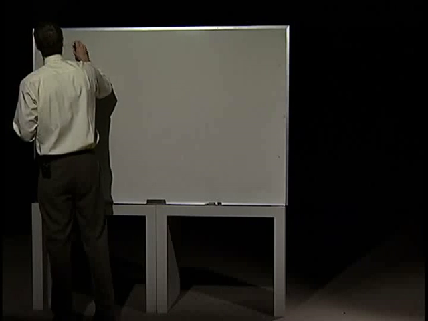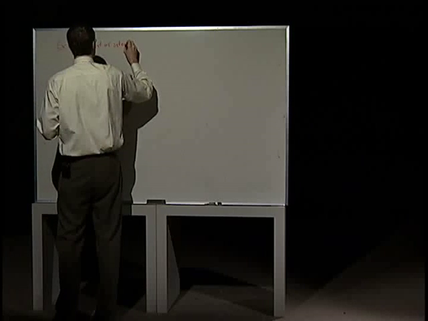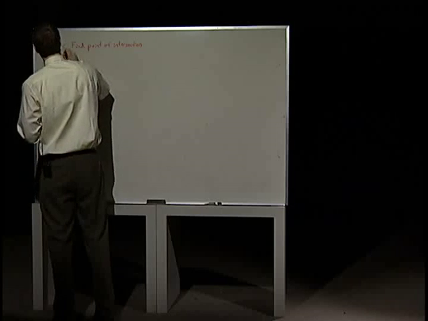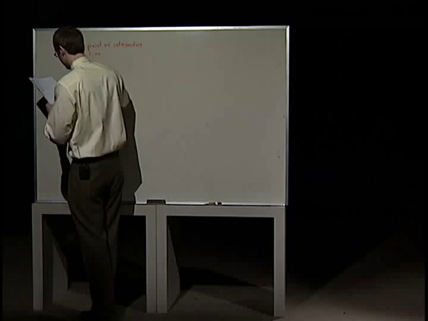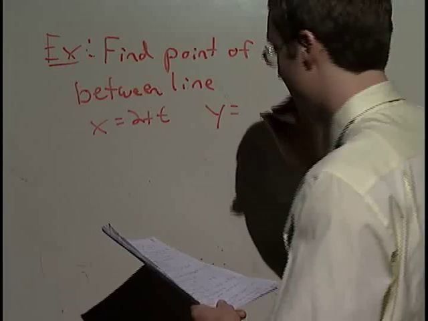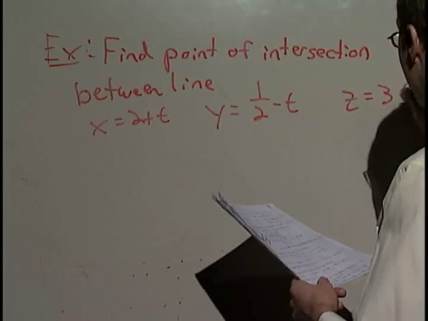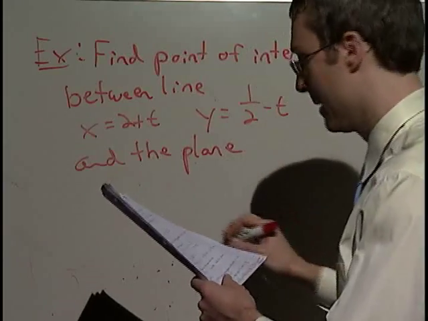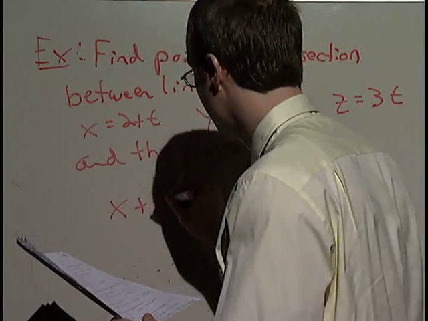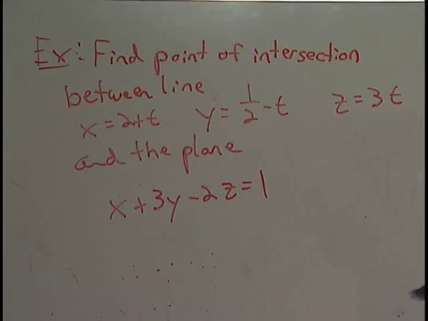Example. Let's find the point of intersection between the line x equals 2 plus t, y equals 1/2 minus t, z equals 3t, and the plane x plus 3y minus 2z equals 1. So we want to find the point of intersection here.